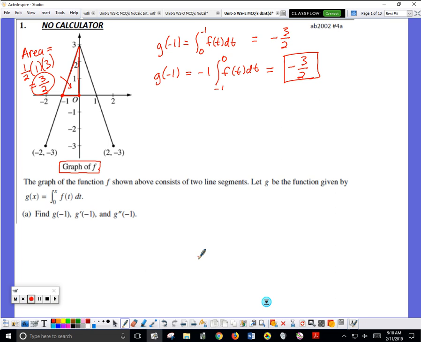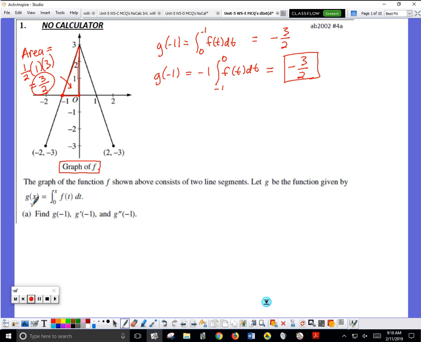Cool. Next one says find g prime of -1. Let's see. This is the formula for g. I remember that I can never plug in a number until I found the derivative. That's been consistent all year long. Don't plug in the number until you find the derivative. So I need to find the derivative first.